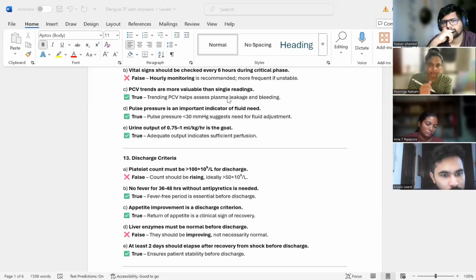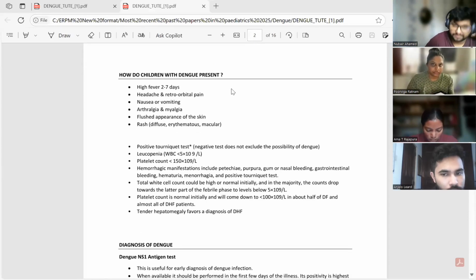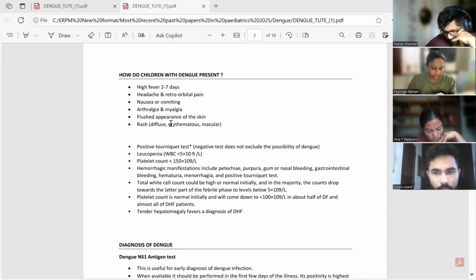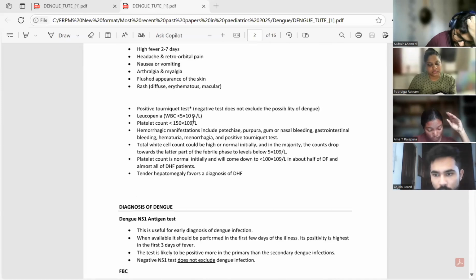Was that understood? So what do we know so far? If you go to the document, while we are discussing, we will go through the document as well. You see how children with dengue will present: high fever, like 2 to 7 days of fever, headache and retroorbital pain. There could be nausea and vomiting, arthralgia, myalgia, flushing. They could have a rash. So those are the common ways they can present.